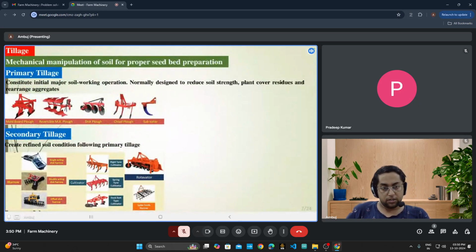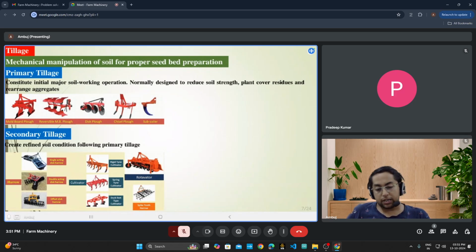Then moving forward, I will describe every principal operation in farm machinery and the different types of implements which are used. First of all, tillage. Yes, tillage is the mechanical manipulation of soil for proper seedbed preparation. Two types of tillage are there: primary tillage and secondary tillage.